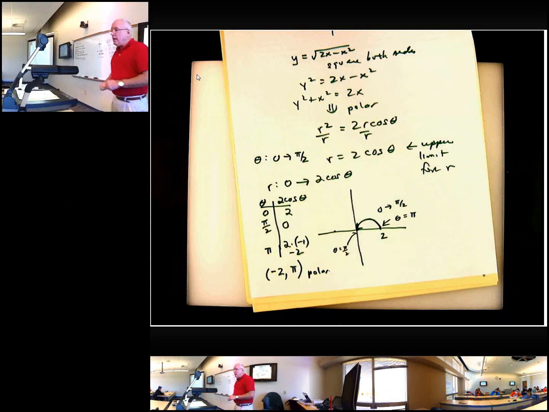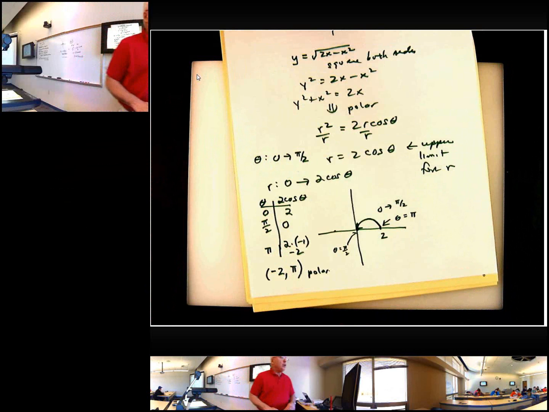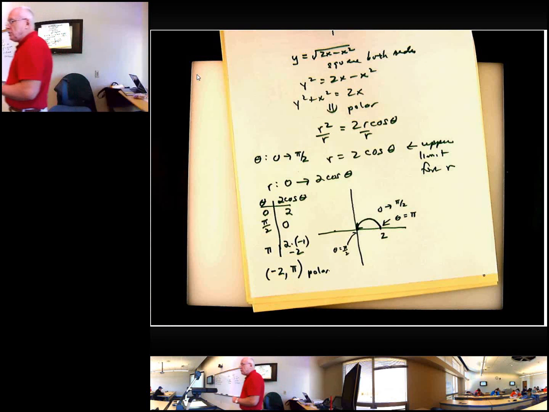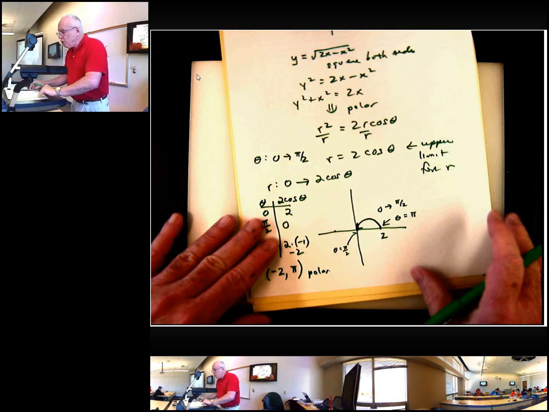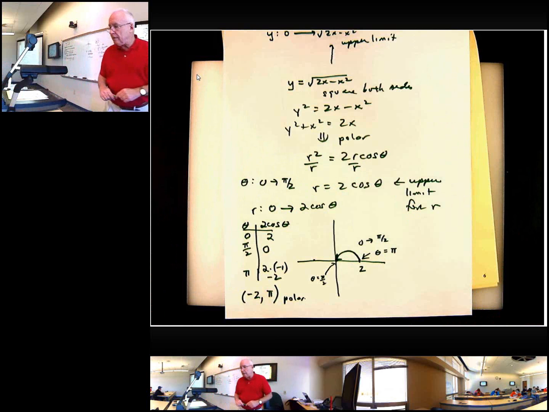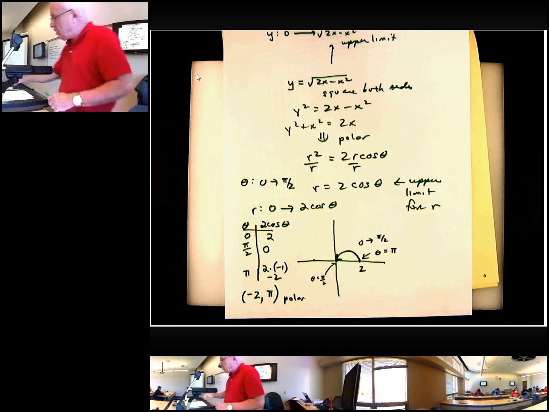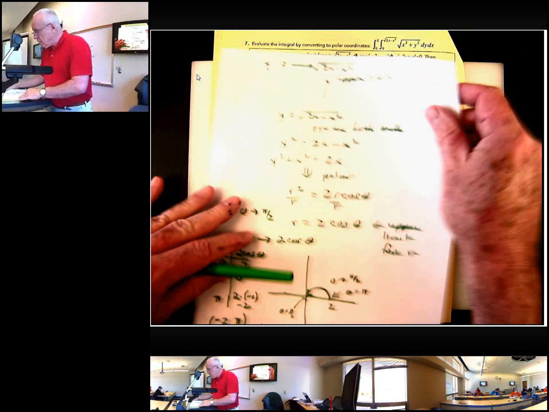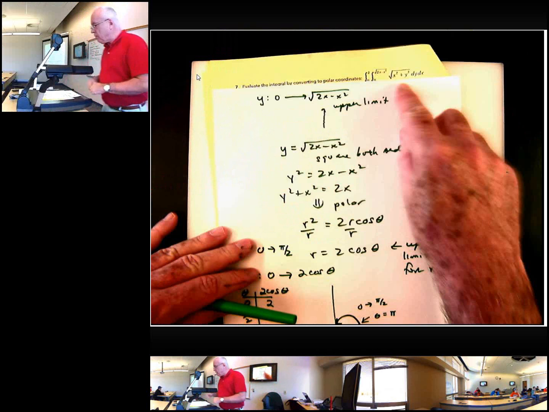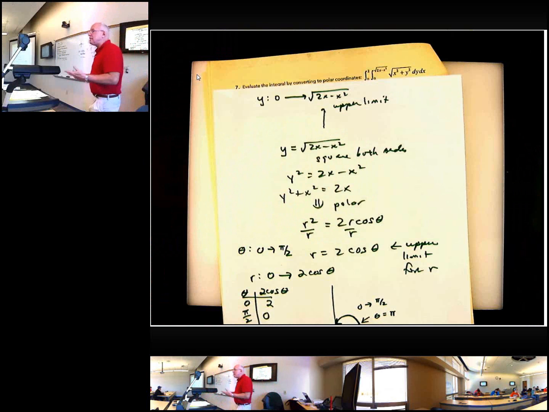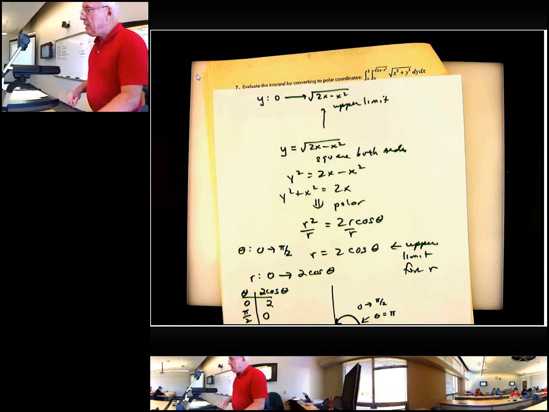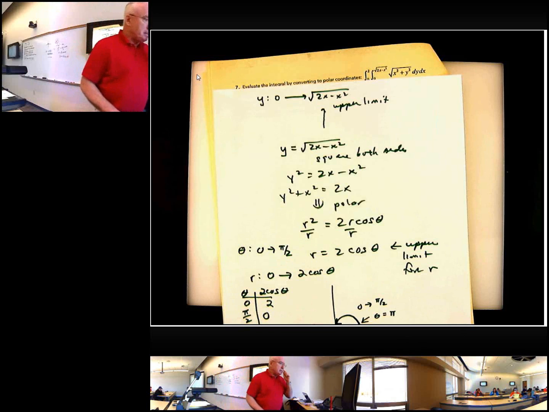All right. And then you can just finish the problem. You've got your limits of integration. You convert everything to polar coordinates, and you should be fine with that problem. Because look at what we're integrating. We're integrating the square root of x squared plus y squared, which is just going to be r. Okay. Anything else on the take-home quiz?